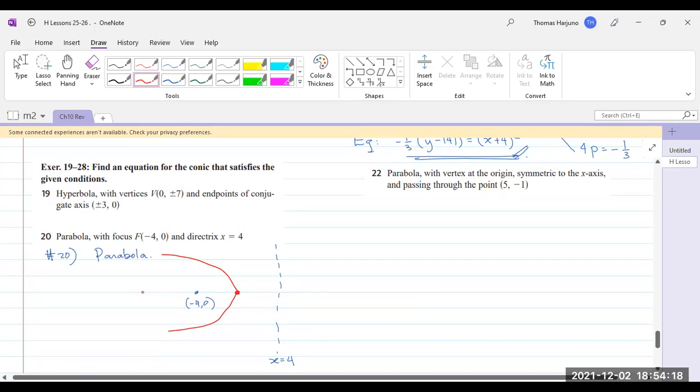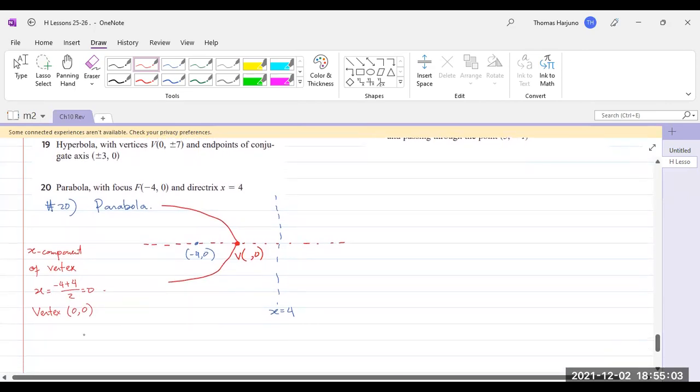Now, the y component of that vertex must be the same as the y component of that focus. So this must be 0. Agree? But what is the x component of the vertex? It must be the midpoint of negative 4 and 4. That's how we get that. The vertex is actually the origin.